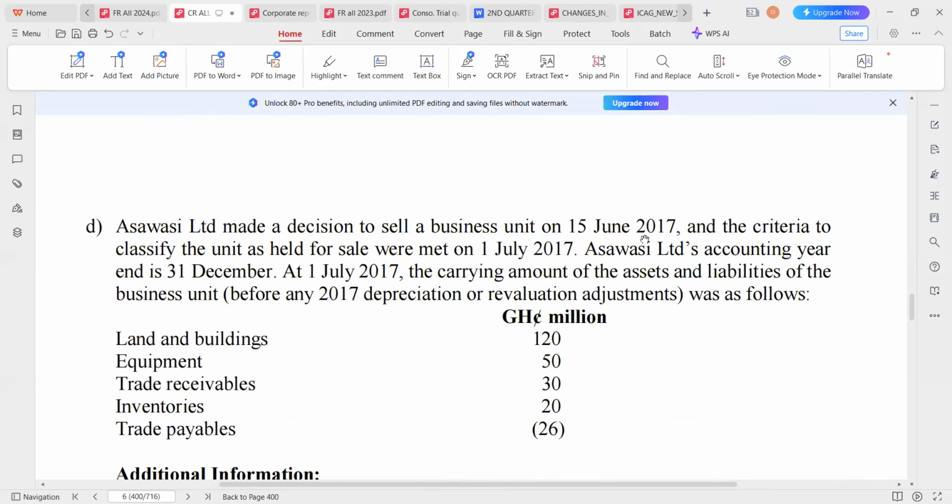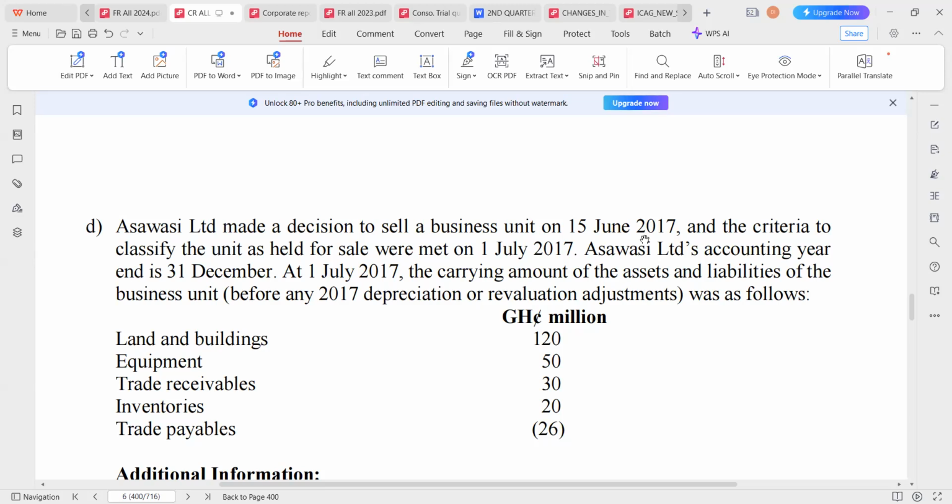So when do you think we should end the depreciation? They made a decision on 15 June, but the condition was met 1st July. So when can we depreciate the asset up to? Sir, please, 1st July 2017. Why? Because that was when all the conditions that would assure them that the assets will be held for sale were met. Okay, that's all.